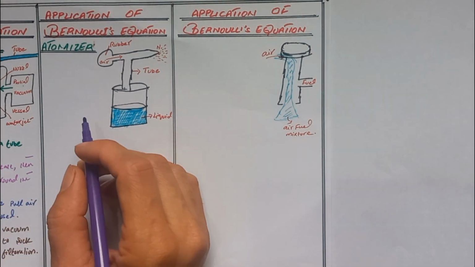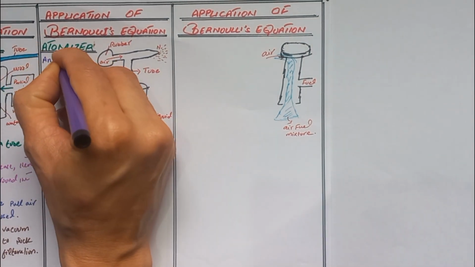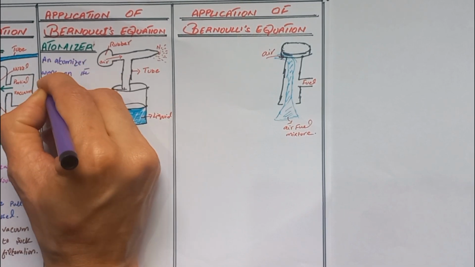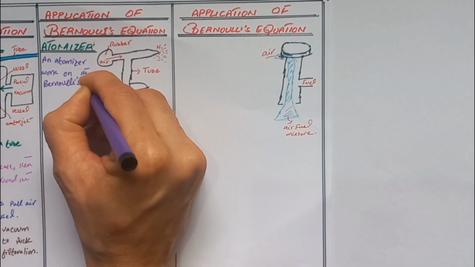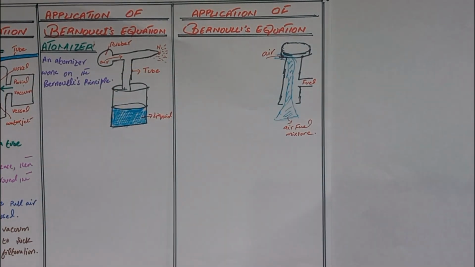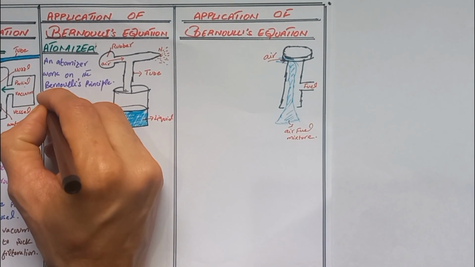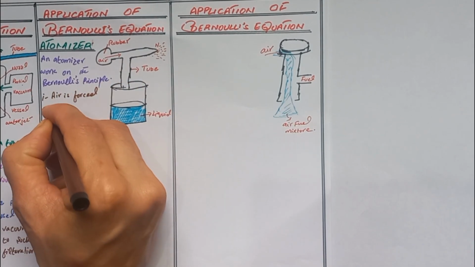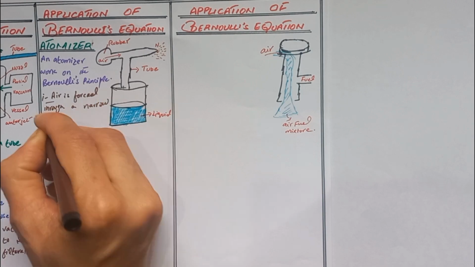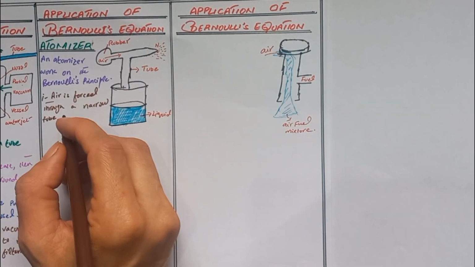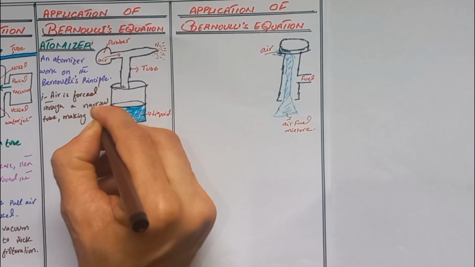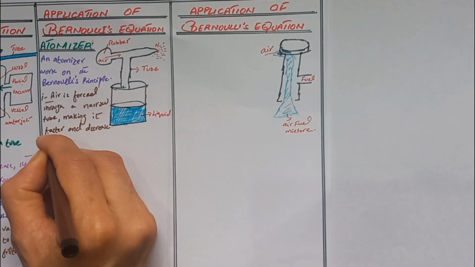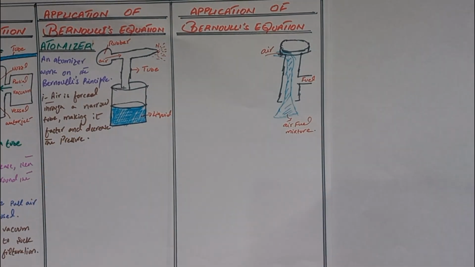Now we discuss the atomizer. An atomizer works using the Bernoulli principle. How does it work? Air is forced through a narrow tube, making it faster and decreasing the pressure.